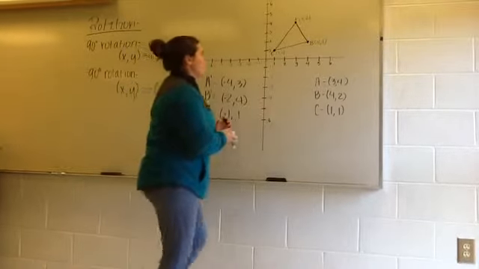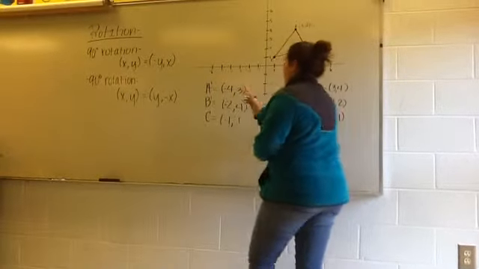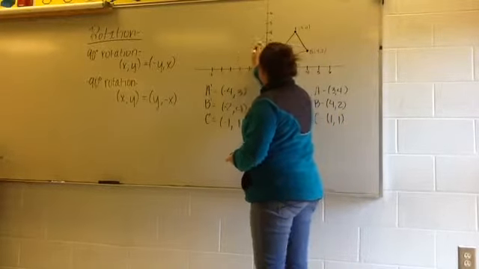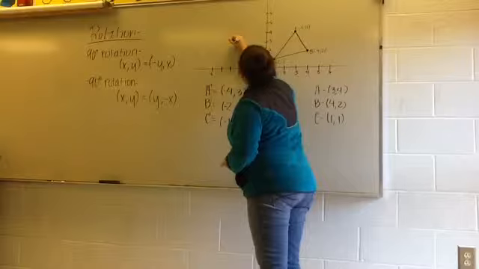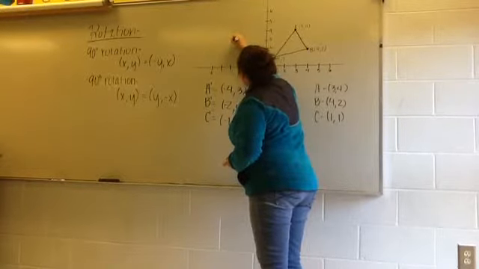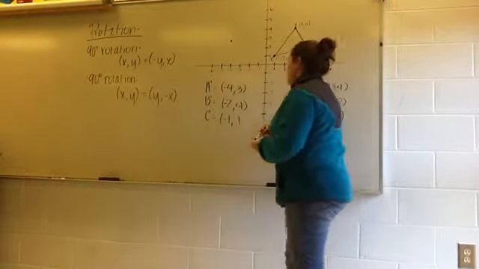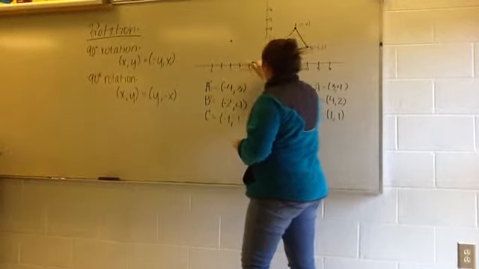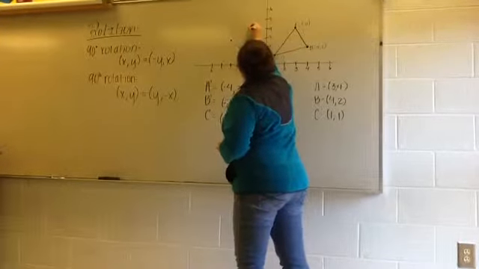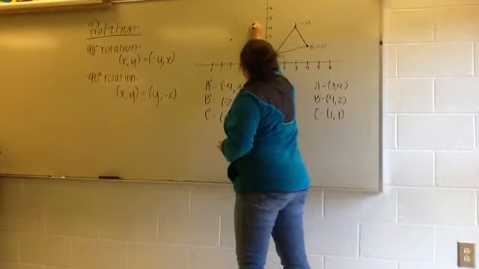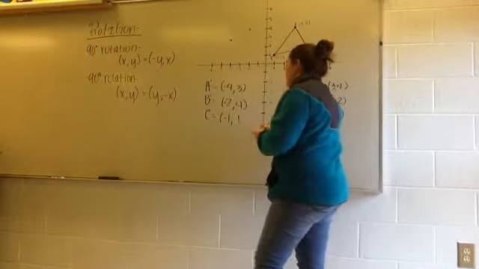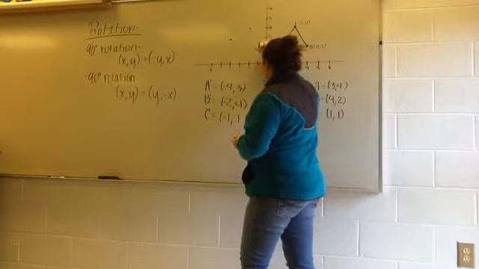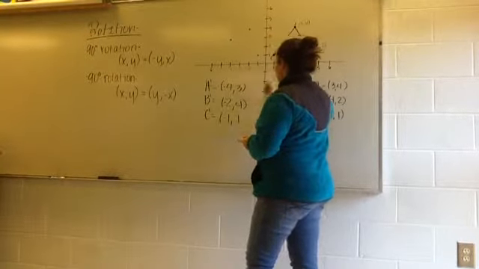Now we're going to plot our points. For A, since we have negative 4, 3, we'll go over negative 4 and go up 3. And our new A will be right there. For B, it says negative 2, 4. So we're going to go over 2 and go up 4. And our new B value is right there. For C, it says negative 1, 1. So we're going to go over 1 and go up 1. And there's our new C value.